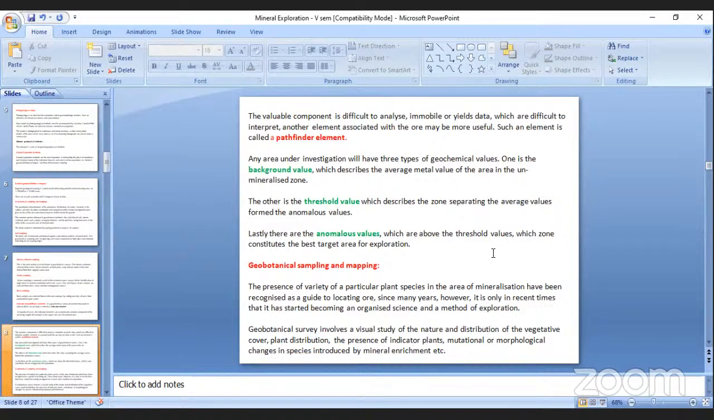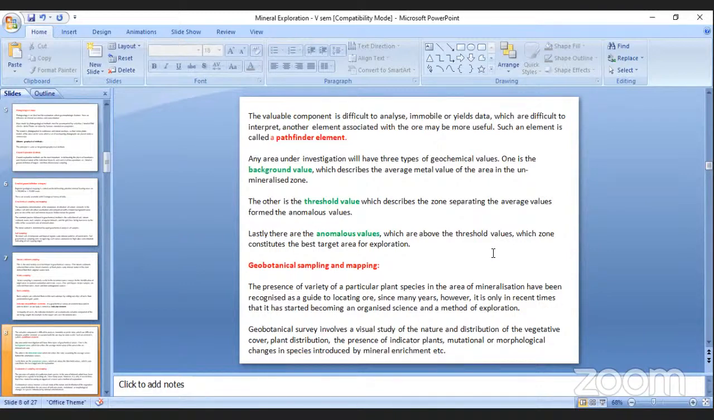Then the next stage is the zone. Now there is a cutoff, a break from the normal values to the threshold value. The normal values we know: normally, how much of an element is present in a rock formation or soil formation is called the normal background value. Above the normal background value, if you see a group of samples, then it is called threshold values.